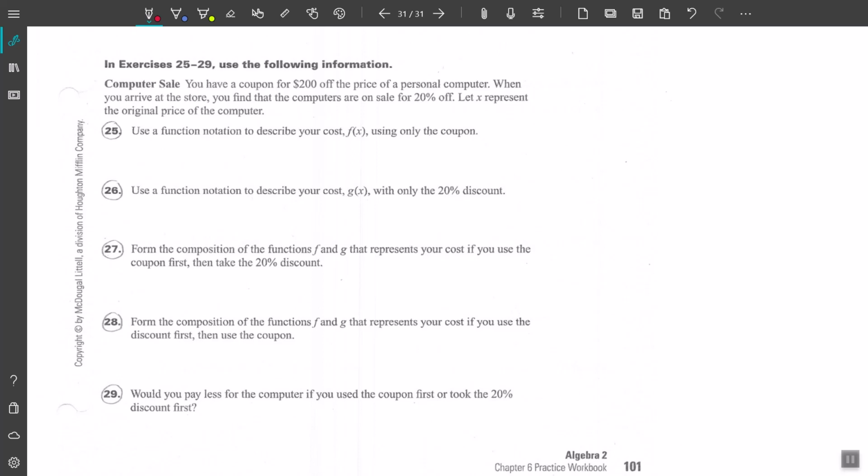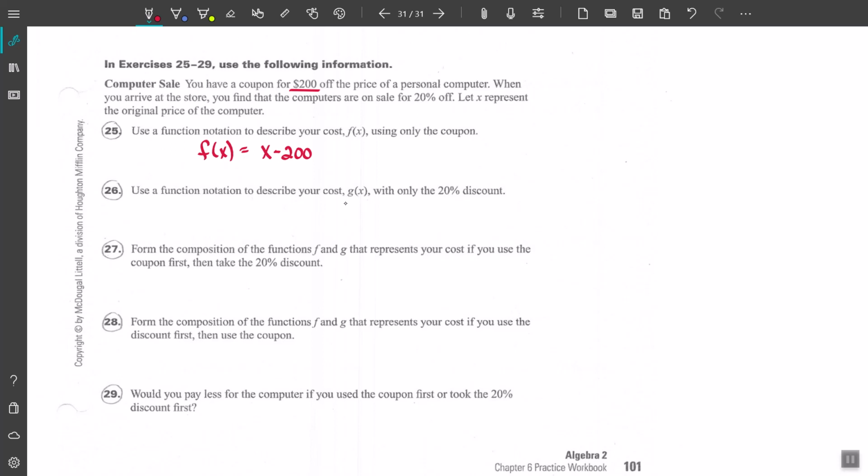So 25, use function notation to describe your cost, f of X, and you remember X is going to be the original cost of the computer. This function they want you to write out if you're only using the coupon. So if X is the original price of the computer, and then we have this $200 coupon, then we would just say X minus 200. This would be a function that would describe our cost if only using the coupon.